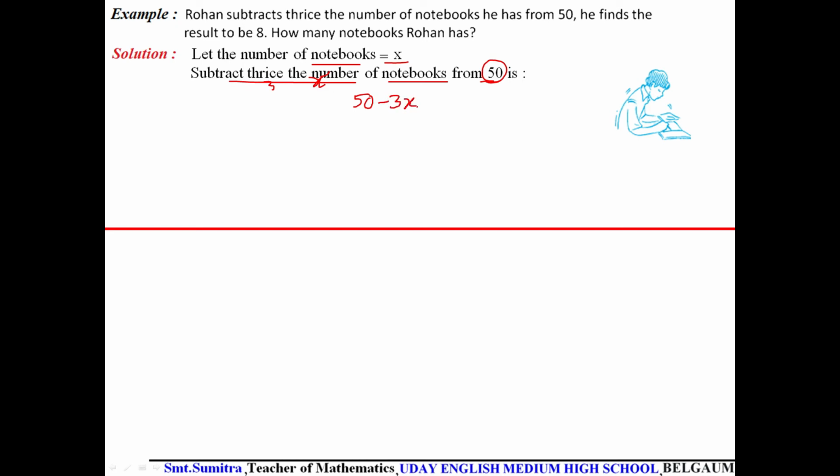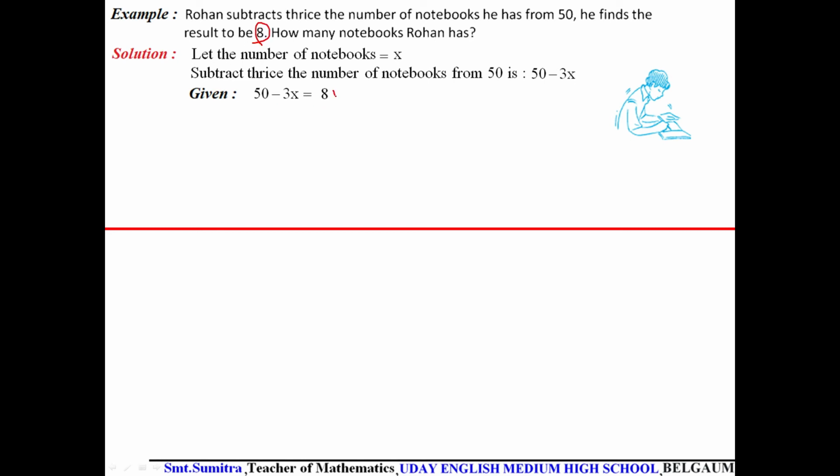And he finds that the result is found to be 8. That means this is equal to 8. Here we have to find the value of X. This is the question. This is the equation. Let us see. It is written as 50 minus 3x. Then what is given? 50 minus 3x is equal to 8.